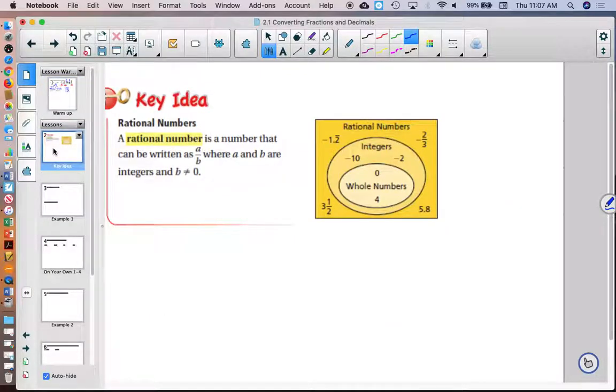Now, we're talking about rational numbers. A rational number is a number that can be written as A over B or as a ratio. Okay, that's what a rational number is. There's only one thing about that rational number, though. That denominator can't be 0.